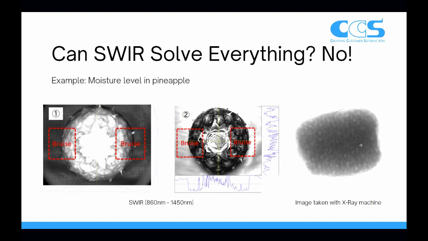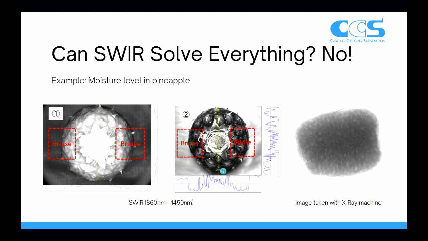So can SWIR solve everything? No, unfortunately it cannot. Here's an example where there's a pineapple that had bruises on either side, and we wanted to essentially determine if a SWIR light could see the moisture content, where the bruises would have a higher moisture content, and therefore we could detect the bruise on fruit. With all the wavelengths we had available, there was no way to see the moisture content. It just wasn't a successful application.